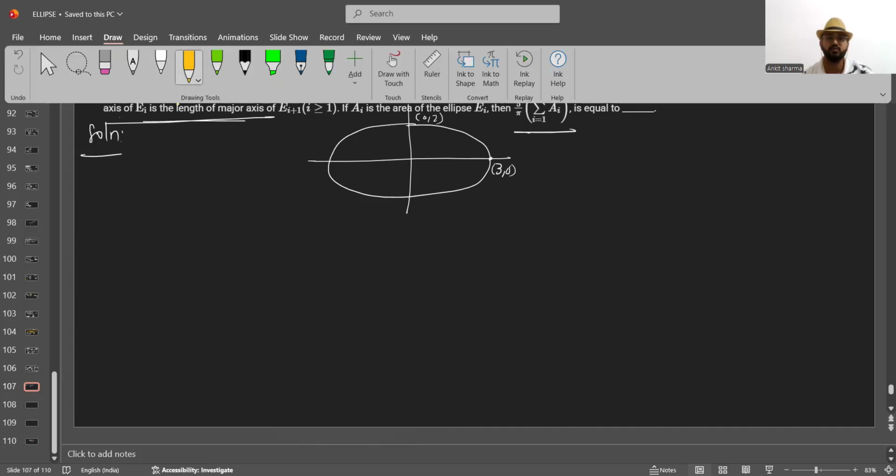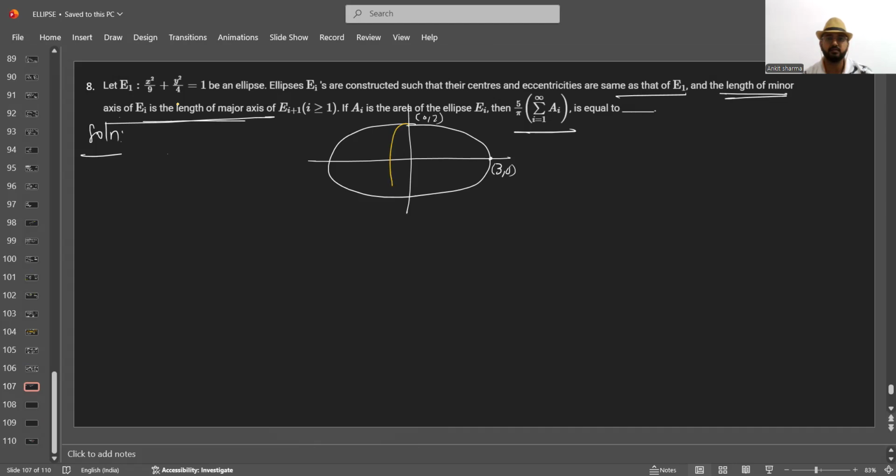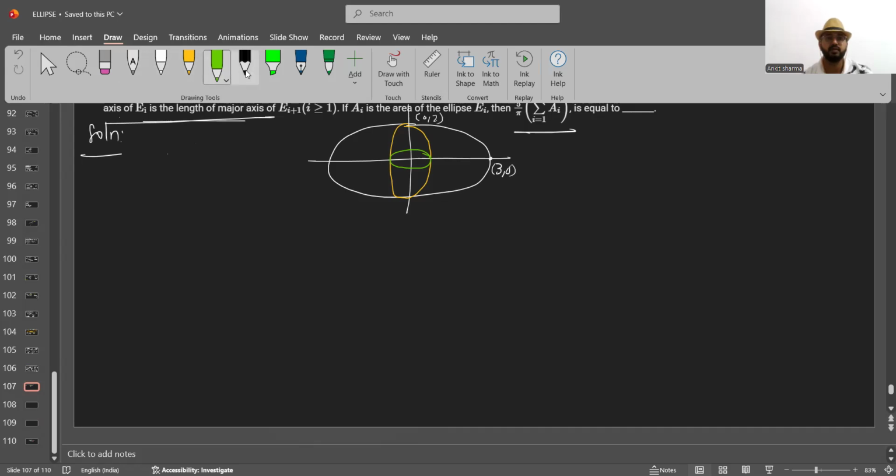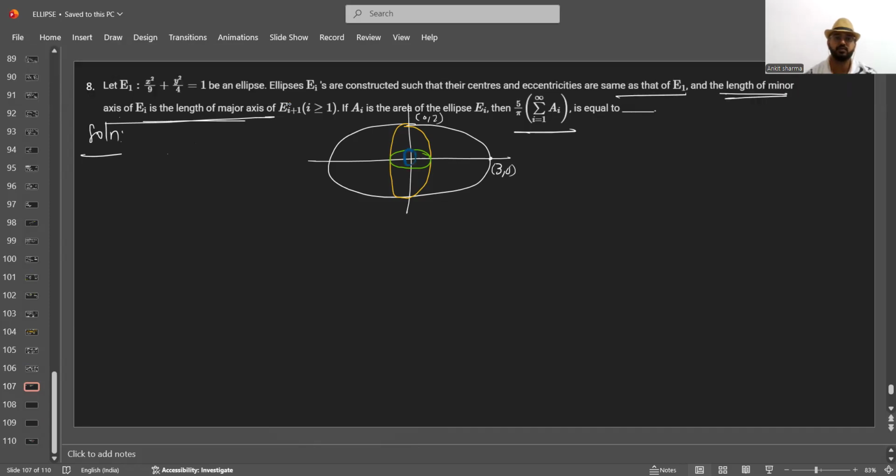That means if I draw E2, so E2 will be like this. And now if I have to draw E3, then for E3, I'm going to have it like this. And then when we want E4, for E4, we use a different color, like this. E4 will be here. So this process would go on. Now let's name them. So this is my E1, this here is E2.